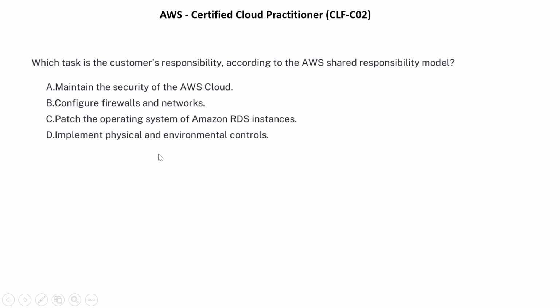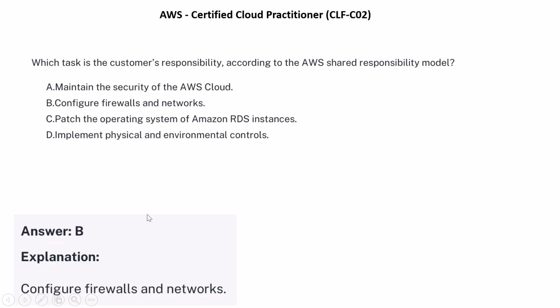Next question. Which task is the customer's responsibility according to the AWS Shared Responsibility Model? The options are option A, maintain the security of the AWS cloud, option B, configure firewalls and networks, option C, patch the operating system of Amazon RDS instances, option D, implement physical and environmental controls. The correct answer is option B, configure firewalls and networks.